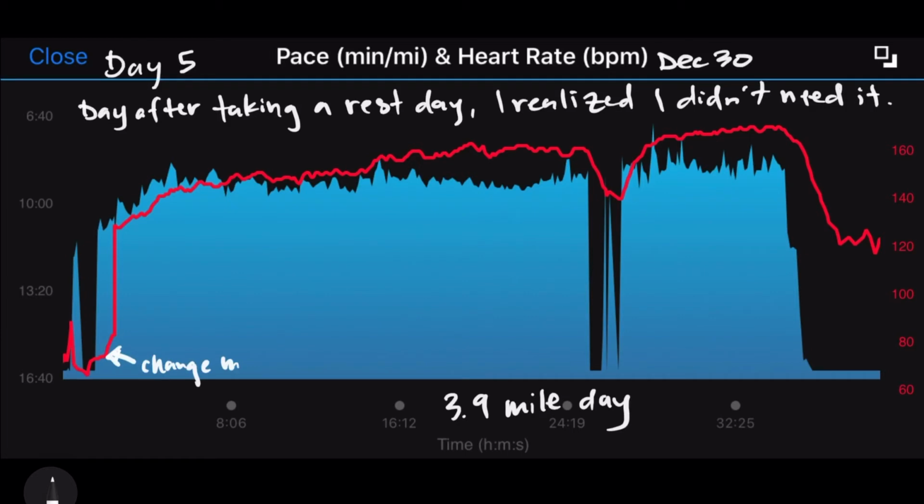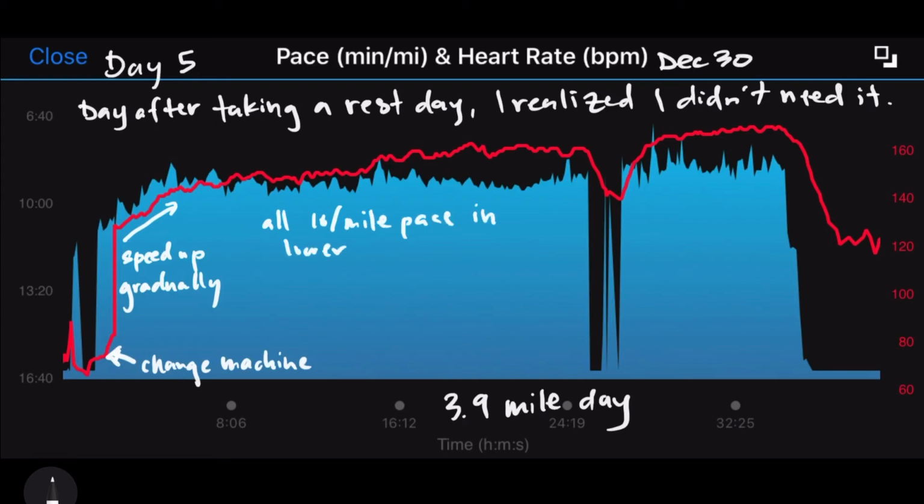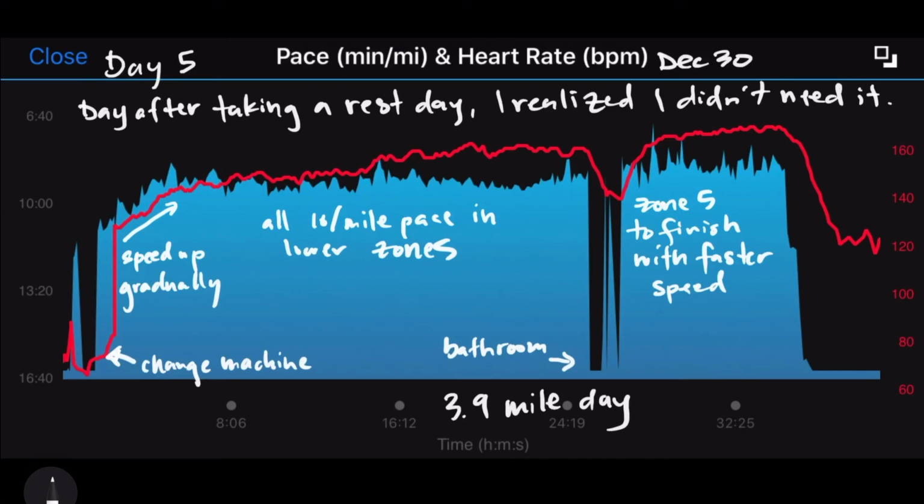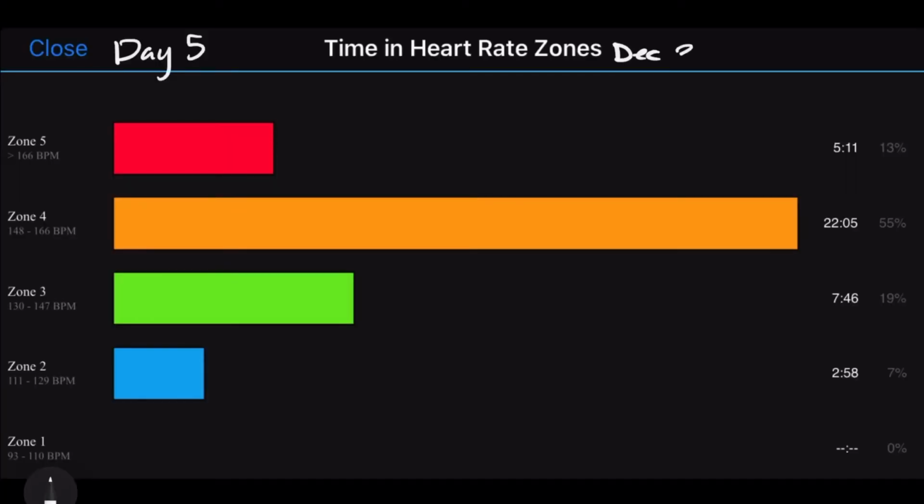This was a 3.9 mile day. I started off the day gradually increasing to a 10-minute pace, and I maintained it. I opted to stay at a slower pace most of the day, and as a reward, I stayed in the lower zones for about 25 minutes. After I came back, I wanted to finish the run a little bit stronger and get that pump from going into zone 5. And then I ended the run by forgetting to turn off my monitor.